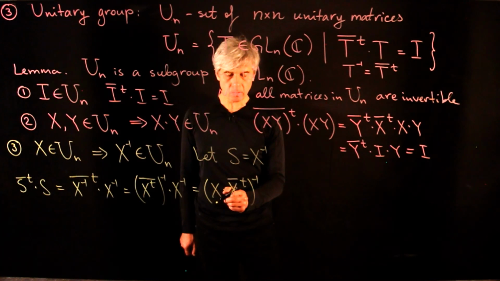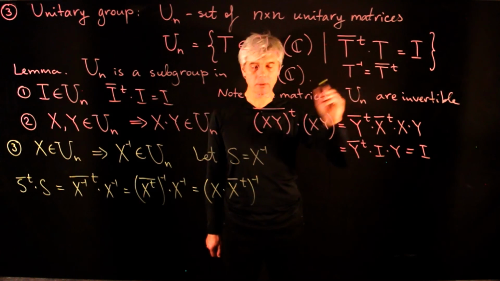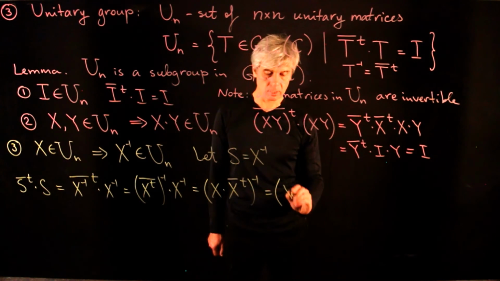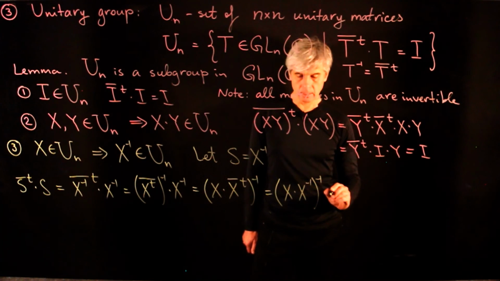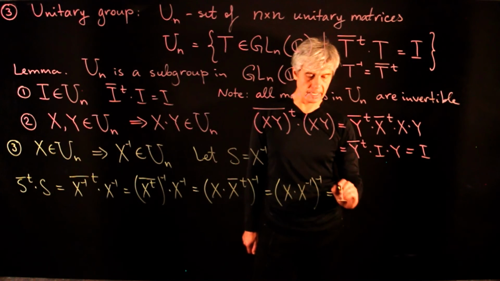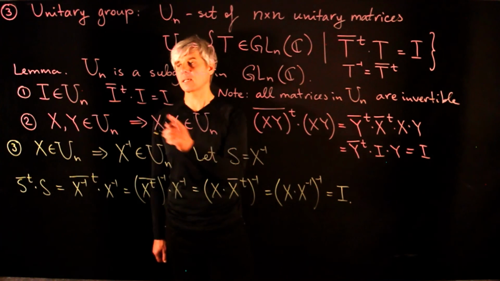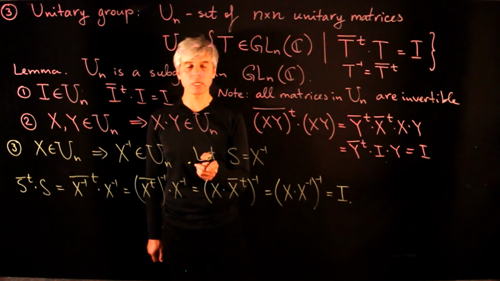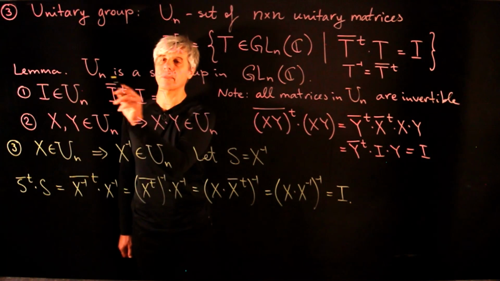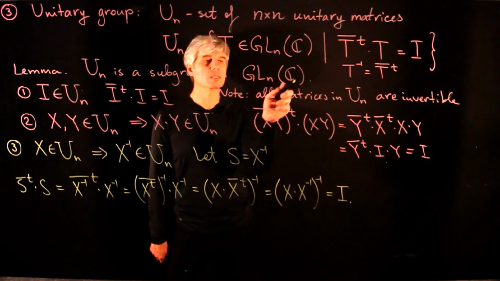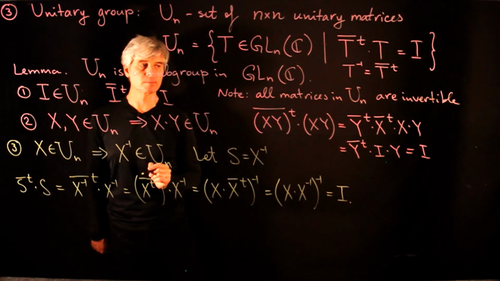And so now we know that X bar transpose, since X is unitary, is equal to X inverse. So this is X times X inverse, and then take an inverse of that. And so this is equal to identity, because X is a unitary matrix. So we proved that the set of unitary matrices is closed under multiplication, inversion, and contains the identity matrix. So this means that the set of unitary matrices is a subgroup in GLNC, and this means that this is a group itself.